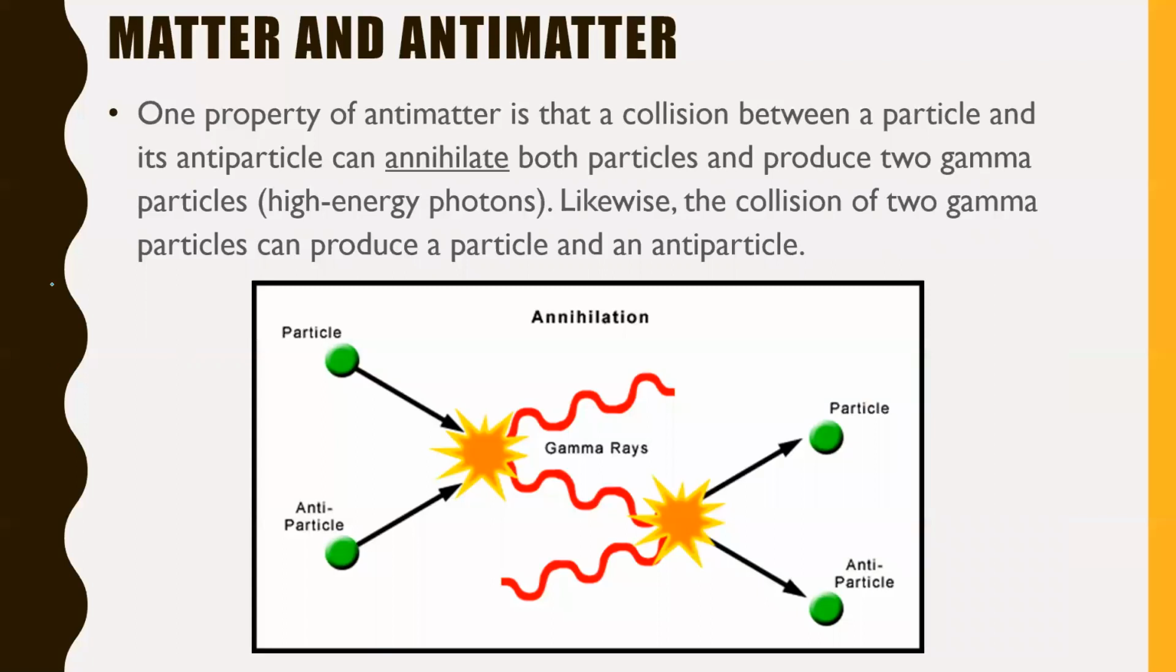All right, so about matter and antimatter, one property of antimatter is that a collision between a particle and its antiparticle can annihilate both particles and produce 2 gamma particles, which are high energy photons, of course. So in other words, 2 gamma photons. Likewise, if you were able to somehow collide a gamma ray with another gamma ray and combine the energy together, it can actually materialize and create a particle as well as an antiparticle.